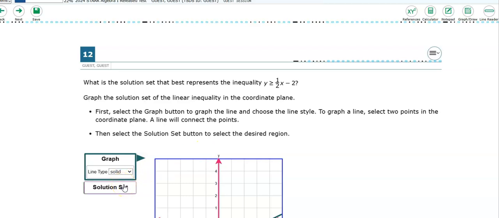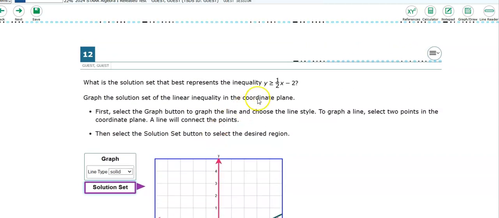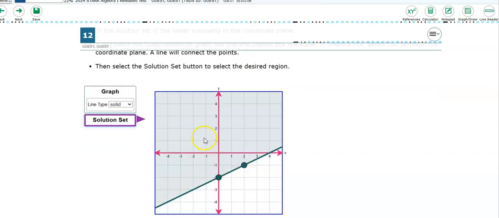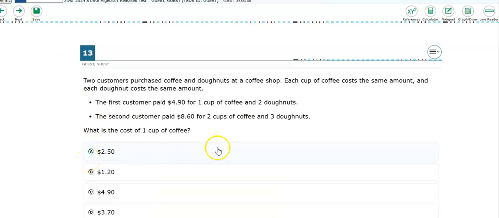Okay, then select the solution set. Solution set means, am I shading the top of it or the bottom of it? Since it says greater than, that means top. If it said less than, it would be bottom. So it says greater than, that's the answer. Okay, that's actually what the answer is. Okay, let's see, next up.